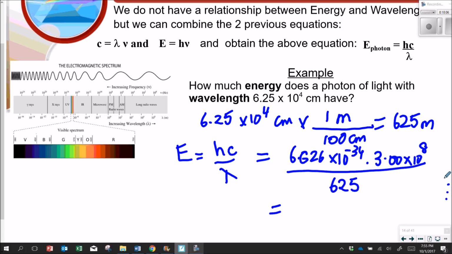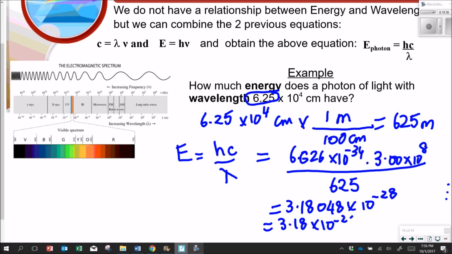I plug this into my calculator and I get 3.18048 times 10 to the negative 28. I look at sig figs. I have 3 sig figs over here for my wavelength. I have 4 sig figs for h, 3 sig figs for c, so I want 3 sig figs. So 3.18 times 10 to the negative 28, and the unit for energy is joules.